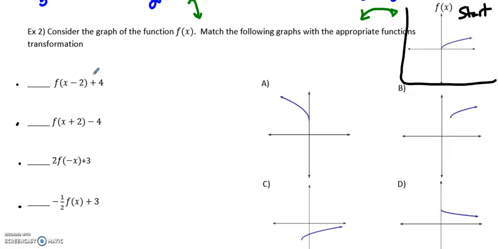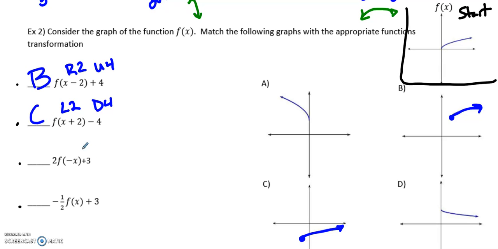So if I look at the first one, I've been moved right 2 and up 4. If I imagine this here, right 2 and up 4, it should kind of look like that, which is exactly what I have right there. Right 2, up 4, and it hasn't been stretched or shrunk or flipped or anything. So my first one is B. For the second one, I've been moved left 2, down 4. So if I check out my options, left 2, down 4, and it hasn't been flipped in one direction or another, that would give me C.